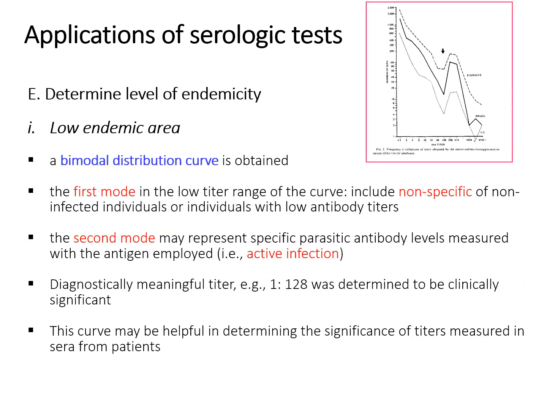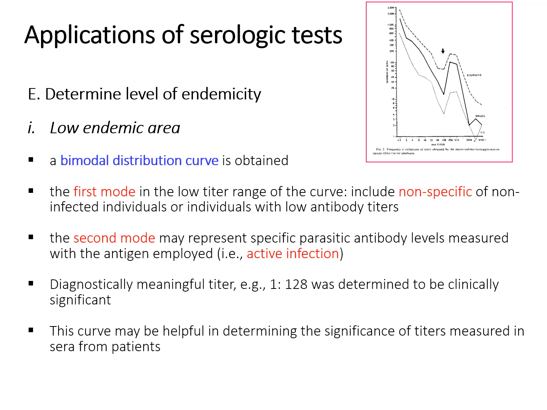Serological tests can be used to determine the level of endemicity. So by plotting a seroprevalence curve, we can know whether certain areas are low or high endemic. In low endemic areas, a bimodal distribution curve can be obtained by plotting the frequency of the infections versus the antibody titer. In this curve, the first mode is in the low titer range of the curve.